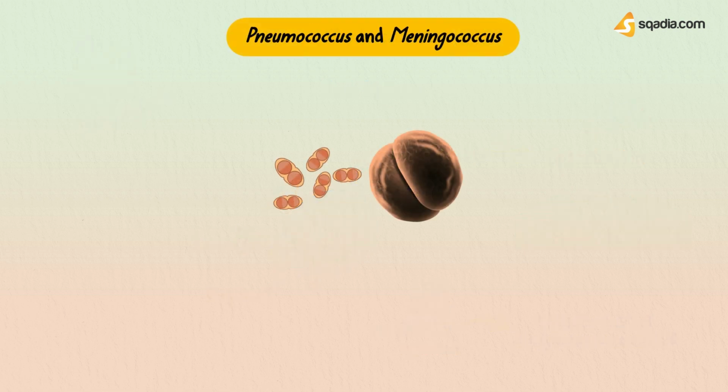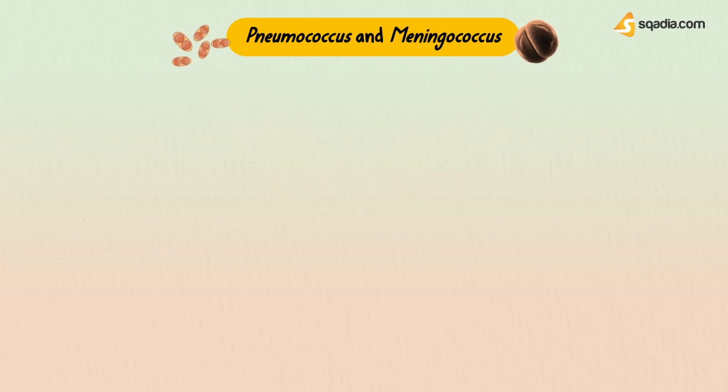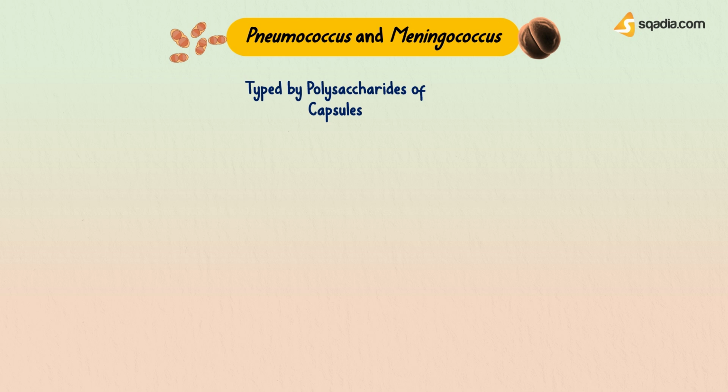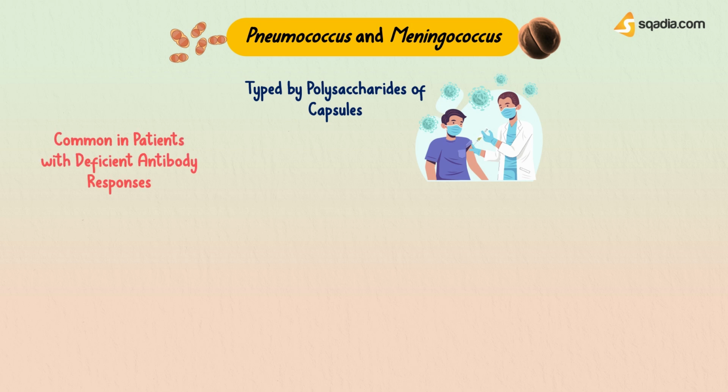Next, I am going to talk about pneumococcus, or Streptococcus pneumoniae, and meningococcus together. Well, they are typed by the polysaccharides of their capsules, and are especially virulent in the tropics, where vaccines made from capsular polysaccharides are proving highly effective in preventing epidemics. Also, they are more common in patients with deficient antibody responses.